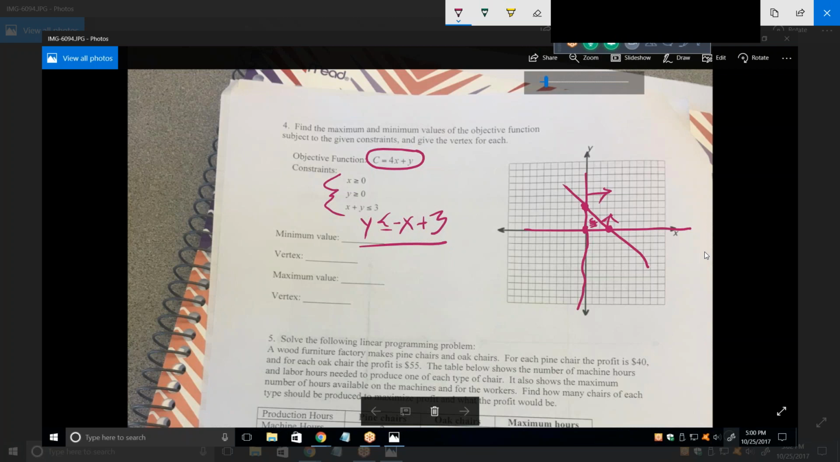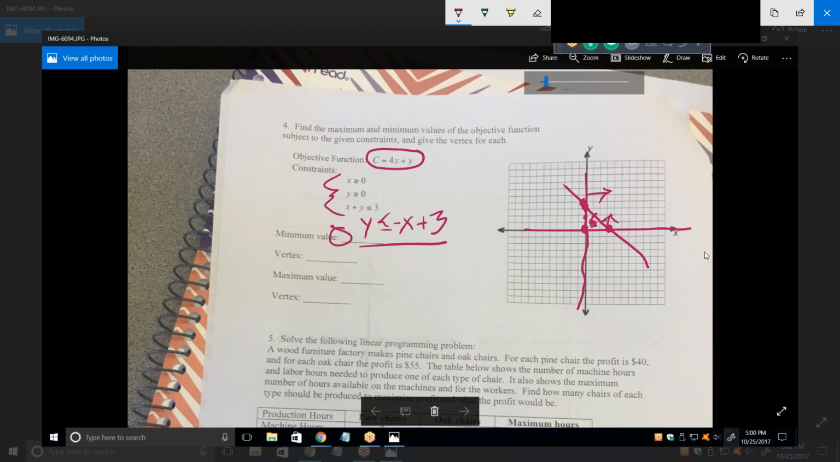If I plug 0, 0 into the objective function, I get 0. So let's call that the minimum value, which it is. But here's the thing. The minimum and maximum values are always going to be at your vertices. I don't need to check an inside point, and I don't need to check that point. I need to check these 3 points. That's it.